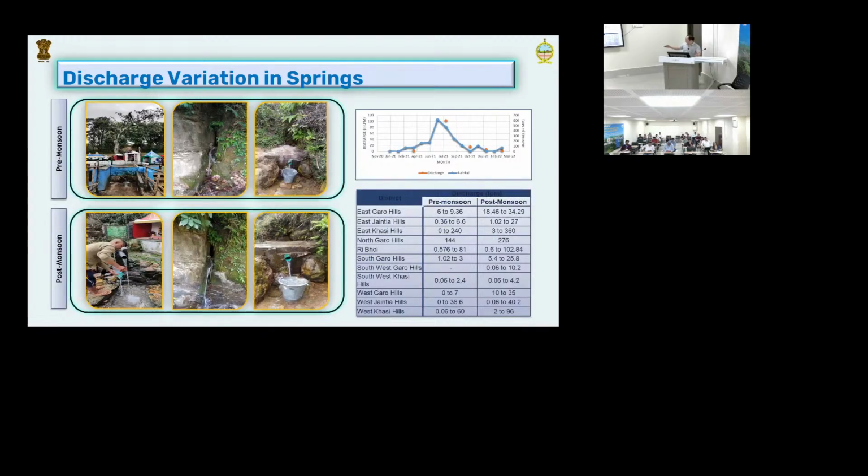Discharge variation: during pre-monsoon and post-monsoon, in the same spring, the discharge varies. Say this one is in Amlaram: during post-monsoon there is huge discharge, but during pre-monsoon it is very little. So this is how the spring discharge varies over the months.